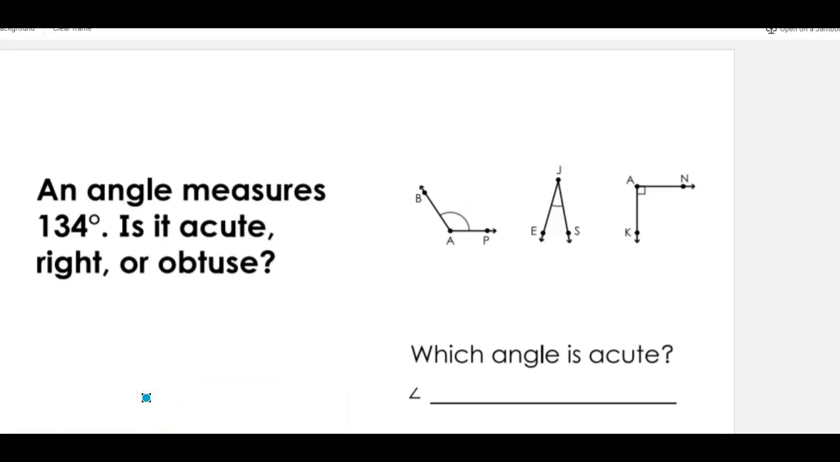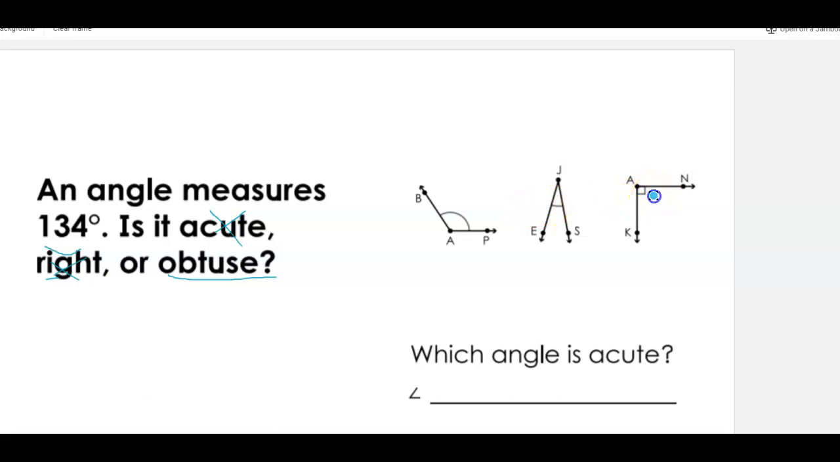All right, so now we've got an angle that measures 134 degrees. Is it acute, right, or obtuse? What do you think? 134. Well, it's more than 90 degrees, right? So it's not a right angle. It can't be a right angle. It's more than 90, so it can't be acute. It must be obtuse.